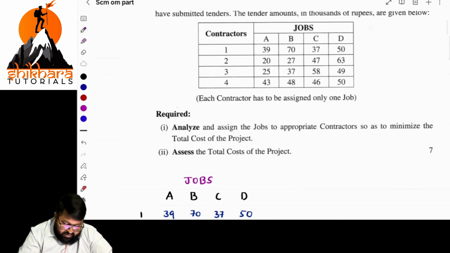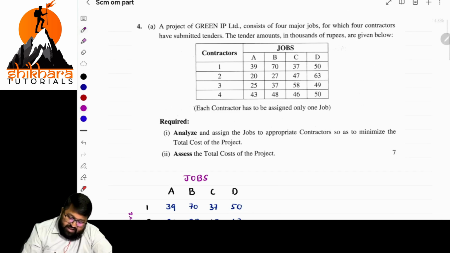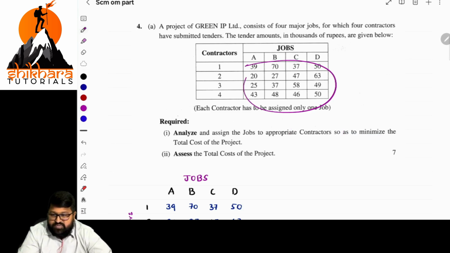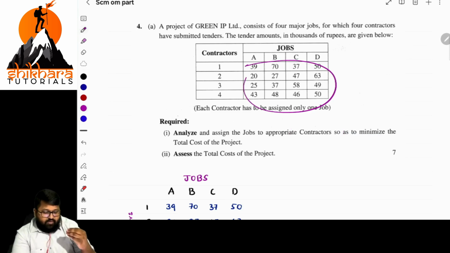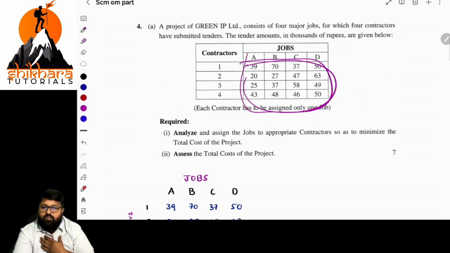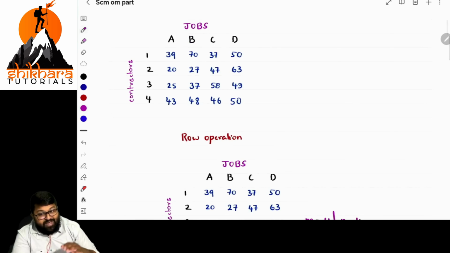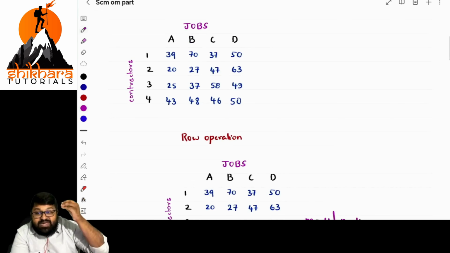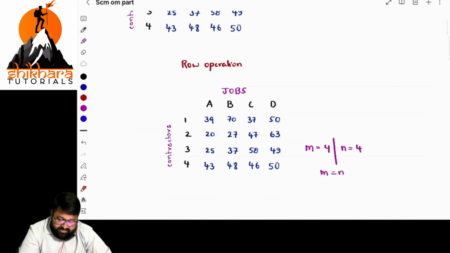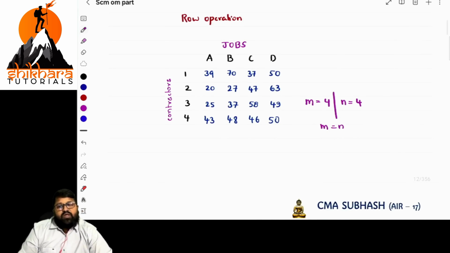Here the information given is: analyze and assign the job to appropriate contractors so as to minimize the total cost. This information is cost-related data. If I give a contract or a job to contractor 1, I am paying some amount, and that is my cost. So this is cost data. As it is cost data, it is a minimization model, and we can go to the steps.